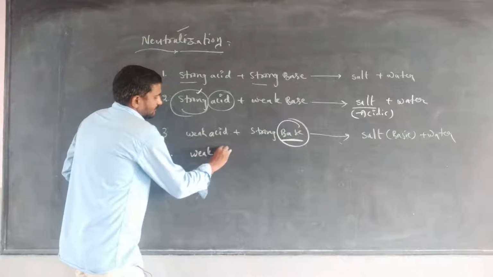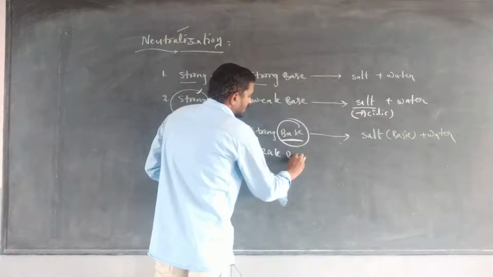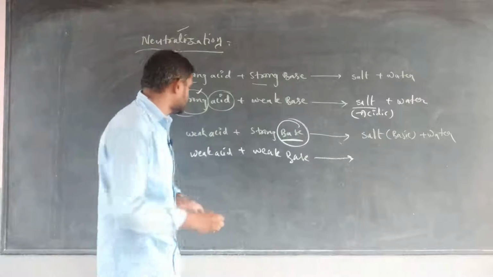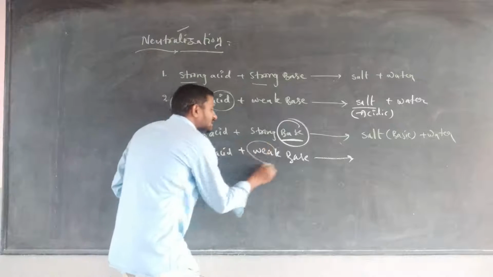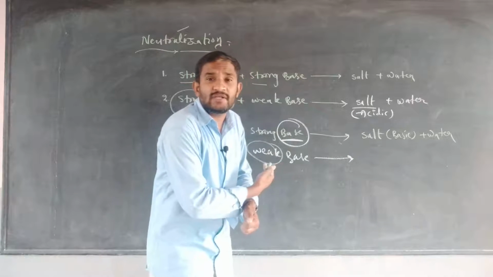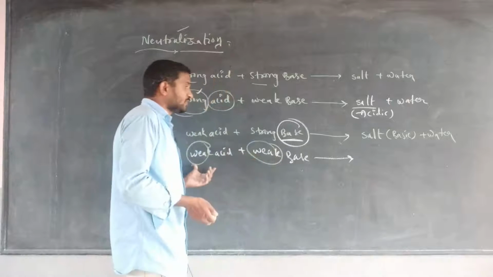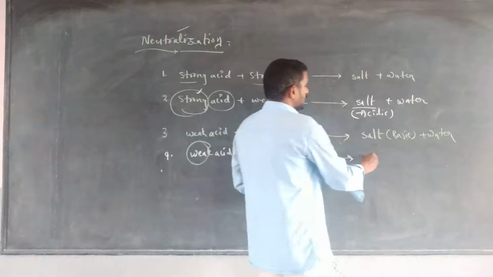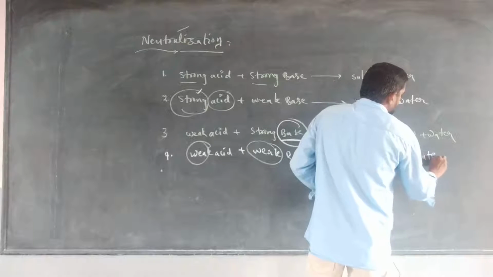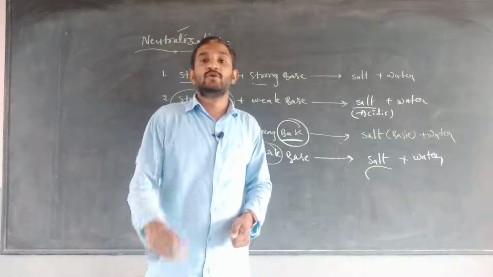Weak acid with weak base. Both are in a weak position. Yes, it is weak, it is weak. No one is dominating. Is there anyone as a dominator? No one is dominant, both are in the weak position. That's why the salt formed will be completely neutral. Completely what?